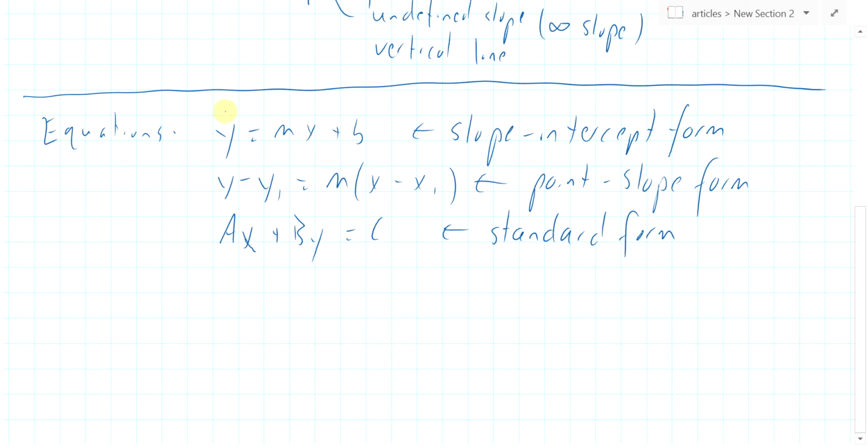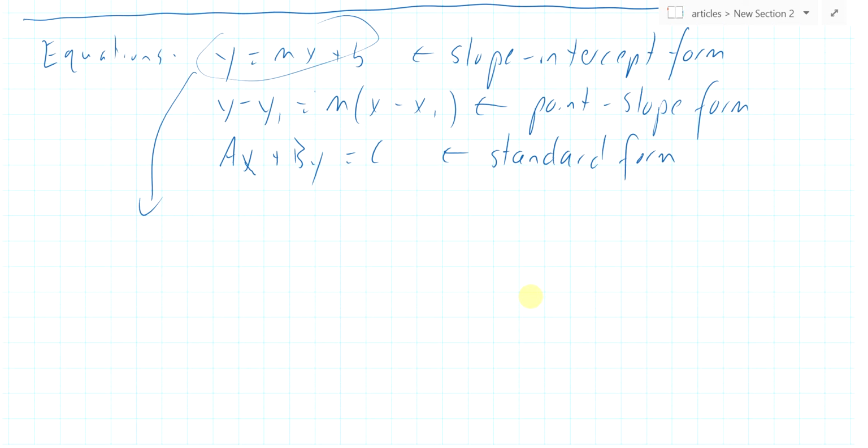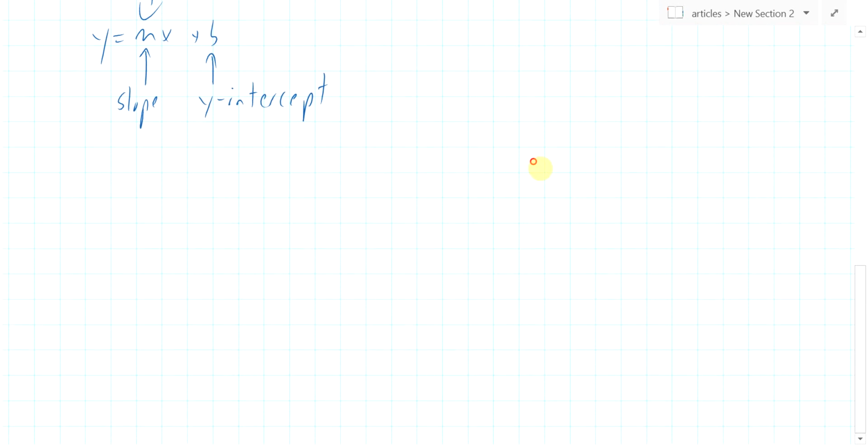We'll start with the slope-intercept form, and we'll do little short videos on the other 2 in the next set of videos. So y equals mx plus b. This is your slope. This is something called the y-intercept. And that's why it's called the slope-intercept form, right? Because it tells you explicitly what the slope and the y-intercept is. So what is the slope? What is the y-intercept? Well, let's look at an example.